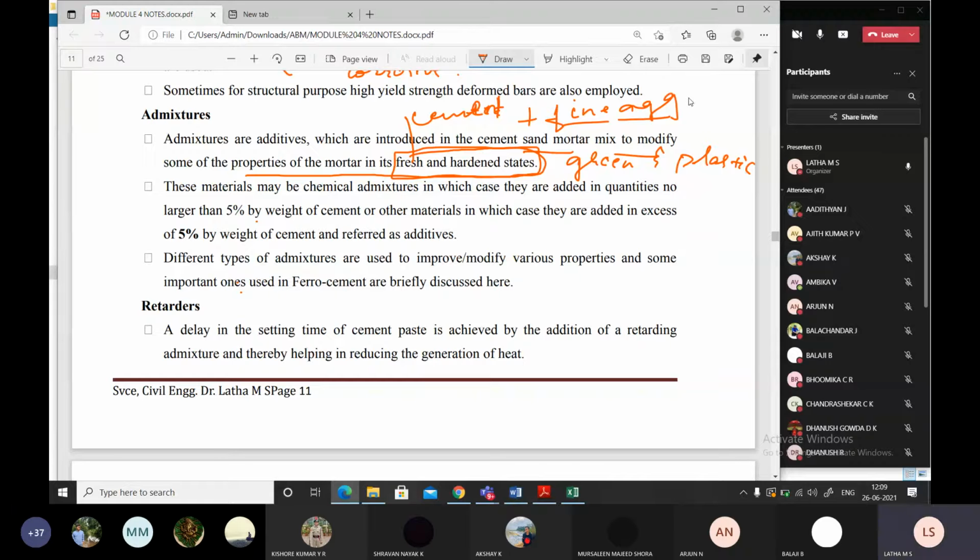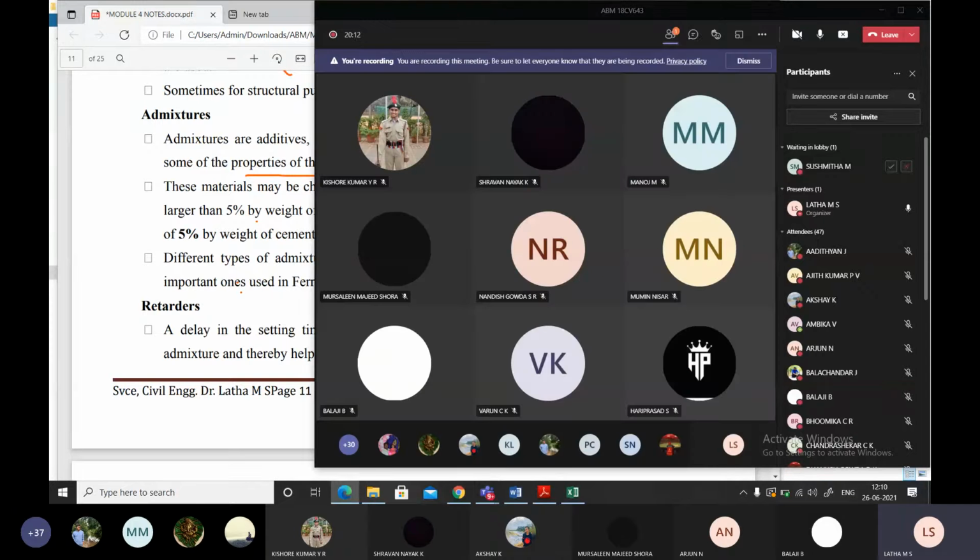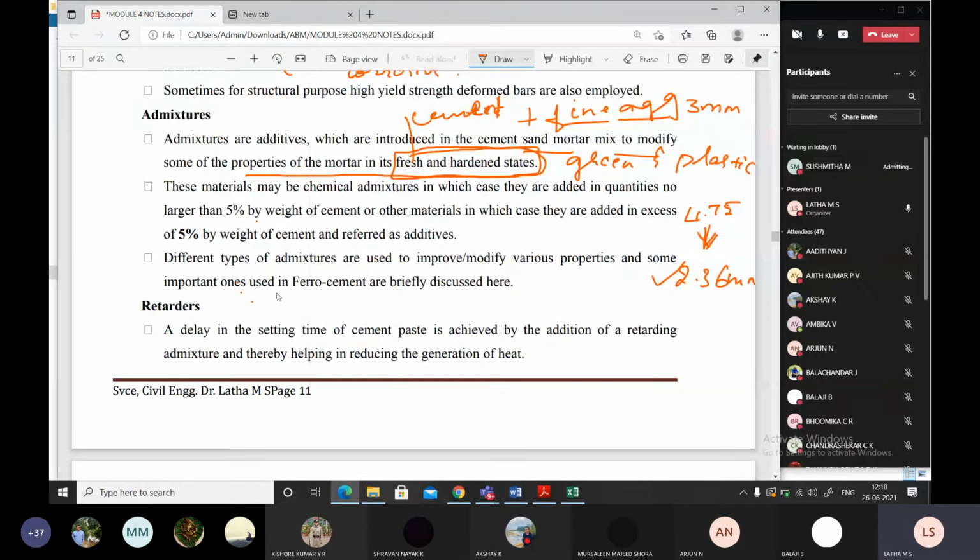What is the size? It should not be a maximum of 3 mm. It should pass through 4.75 mm, but readily we say that instead of picking 4.75, passing through sieve 2.36 is highly recommendable for ferro cement construction, right?